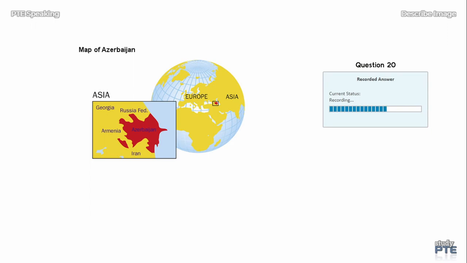In conclusion, it can be stated that this image shows very crucial and interesting information about location of Azerbaijan in Asia.